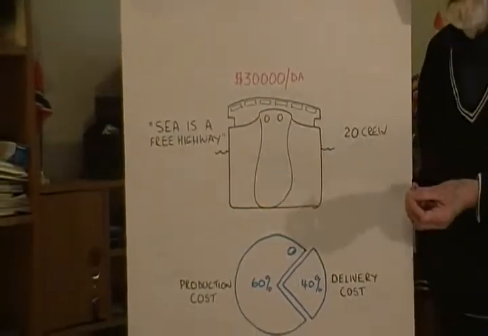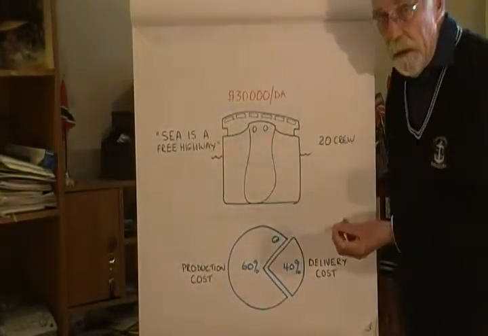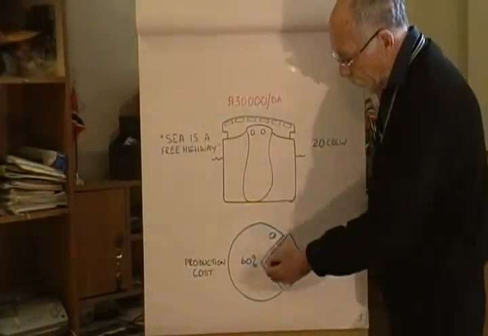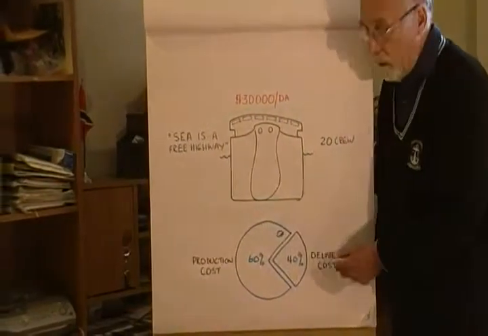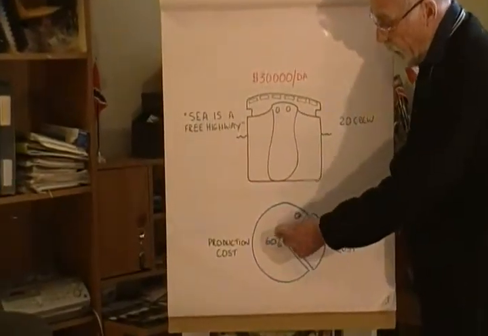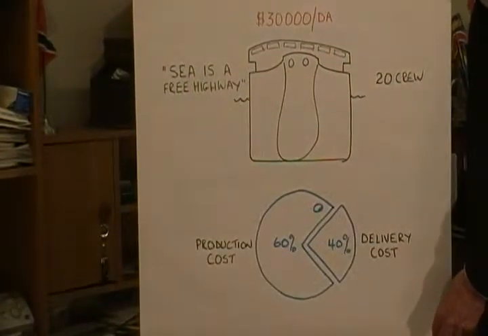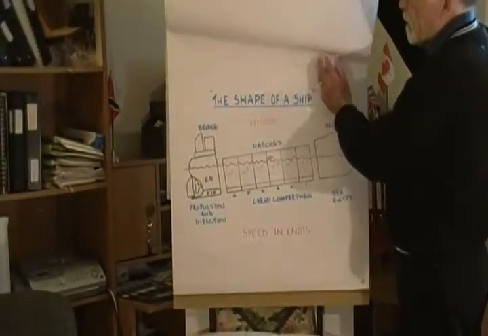Now, this trade that we were talking about a minute ago, the delivered cost of moving it by sea, is dictated by the delivery cost and the production cost. The production cost is about 60%, and the delivery cost is about 40%. So that's a very important part of logistics.